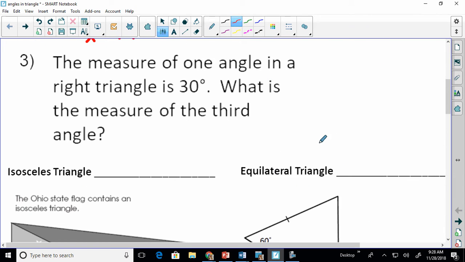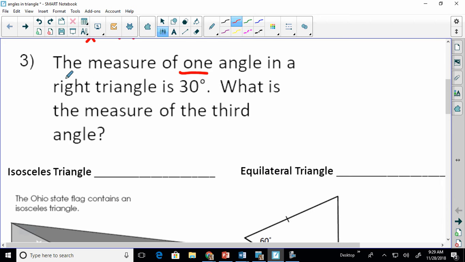Okay, this last one here. The measure of one angle in a right triangle is 30 degrees. What is the measure of the third angle? So it looks like it only gives you one angle. One angle is 30. Now I wouldn't just do 180 minus 30 because that can't be a third angle, because there has to be another one in there somewhere.